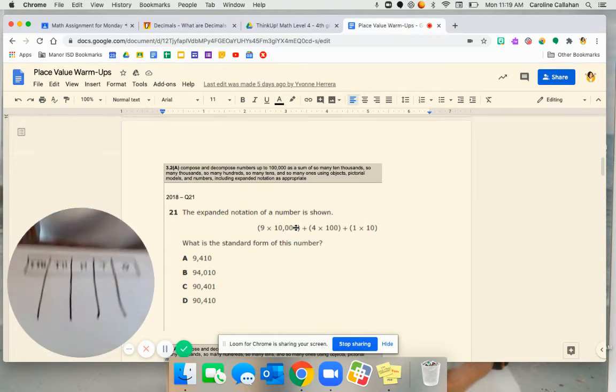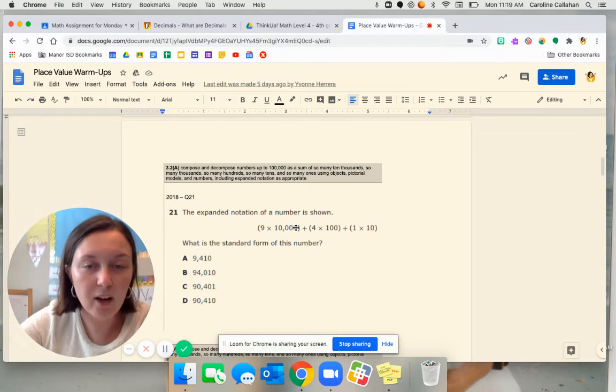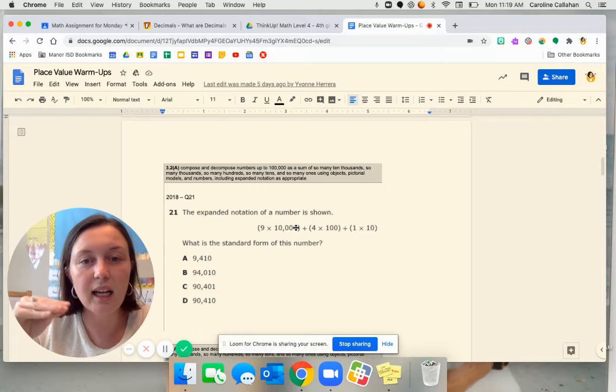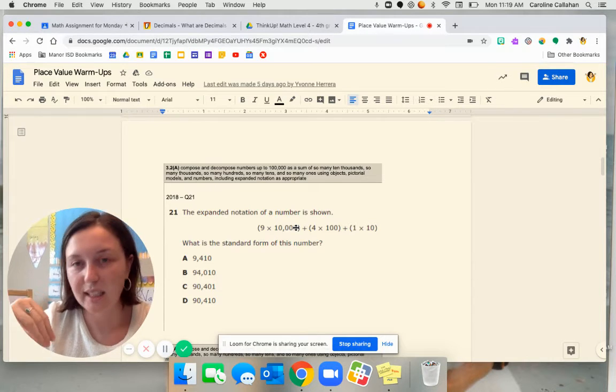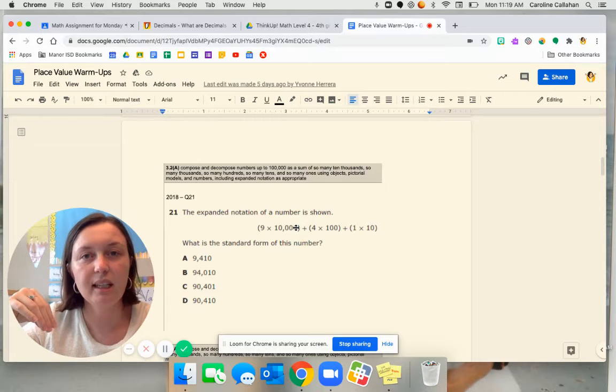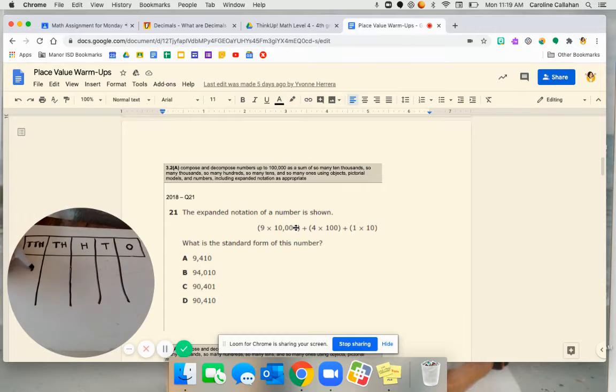Cool. We don't even have to do anything different from what we have down here. So now when I look at this, it says 9 times 10,000. I'm not going to put 90,000 in the 10,000s place. I'm just going to put a 9. So I'm going to go ahead and do that.